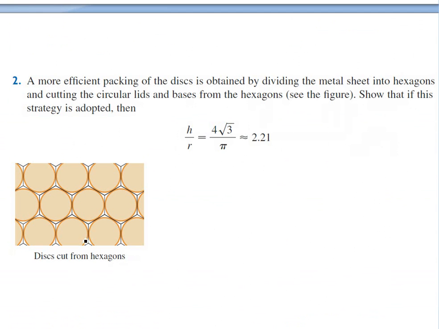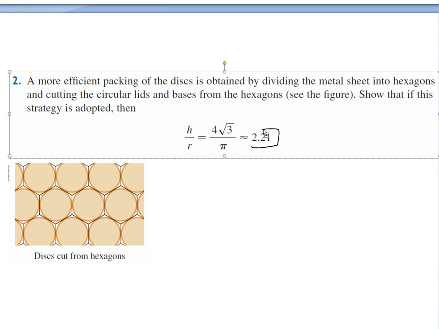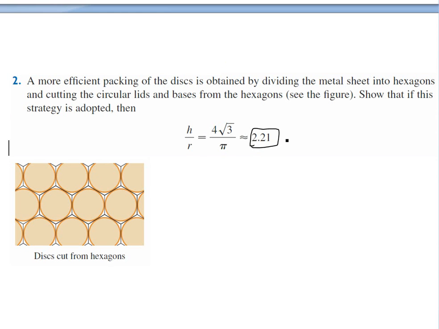Okay, so if we look at a more efficient way of packing, this part of question 2 of the applied project is by dividing the metal sheets into hexagons. So basically we cut out in a hexagon-like form here, so that it's more efficient than the other one, and we should get an h over r of 2.21. We're supposed to minimize this one, getting it close to 2, because 2 is ideal with no waste. So this one is getting closer, so it's less waste than the square ones, but we have to show how it's true here.